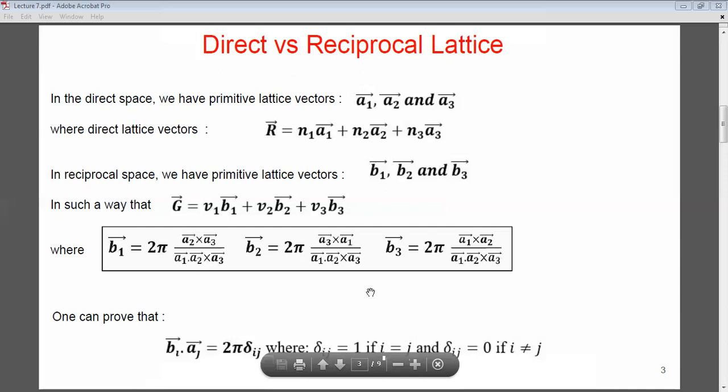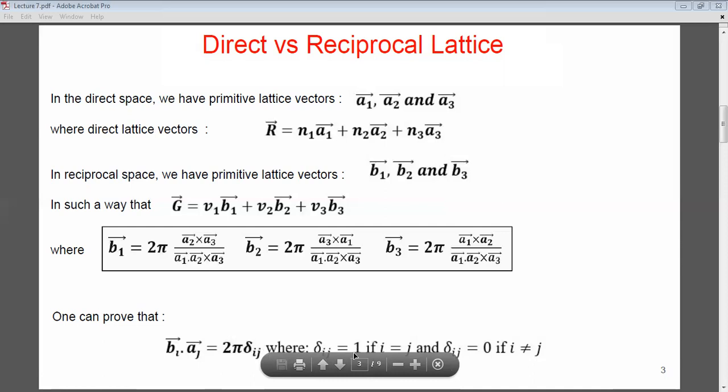Now, if these are B1, B2, and B3, one can easily prove that Bi dot Aj, that is, for example, B1 dot A1, B1 dot A2, B1 dot A3, B2 dot A1, B2 dot A2, B2 dot A3, B3 dot A1, B3 dot A2, B3 dot A3, is equal to 2 pi delta ij. So for example, B1.A1 will be 2 pi delta 1,1. B1.A3 will be 2 pi delta 1,3, where this delta function is a very easy function.